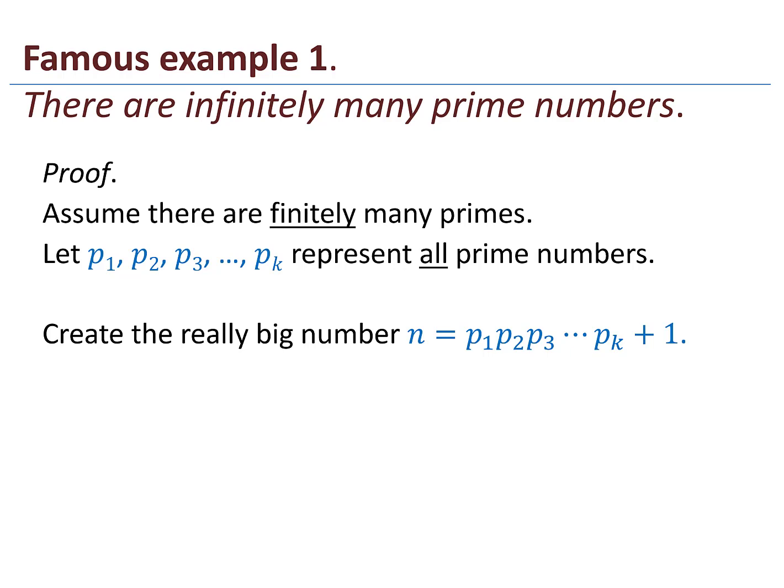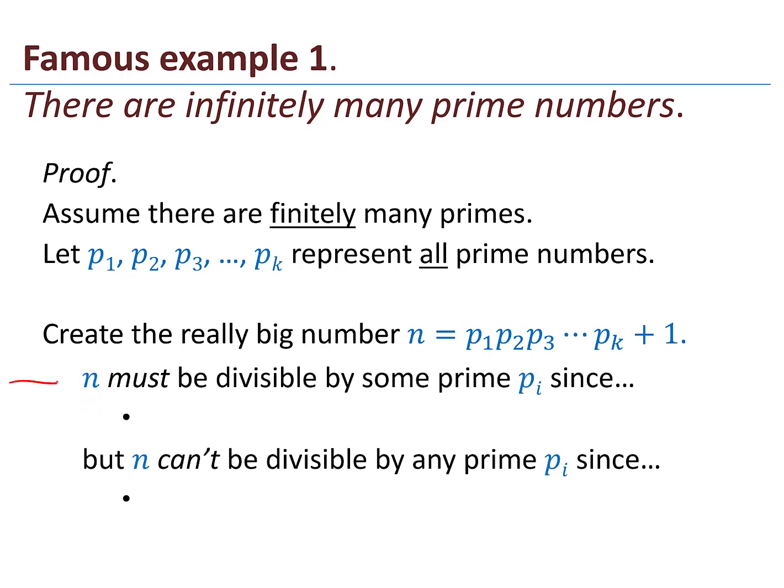And then Euclid deduces two interesting statements. First, he concludes that n must be divisible by some prime p sub i, and also he deduces that n can't be divisible by any prime p sub i. And there's our contradiction. Now, I'll give you these reasons, but this is where the contradiction occurs.